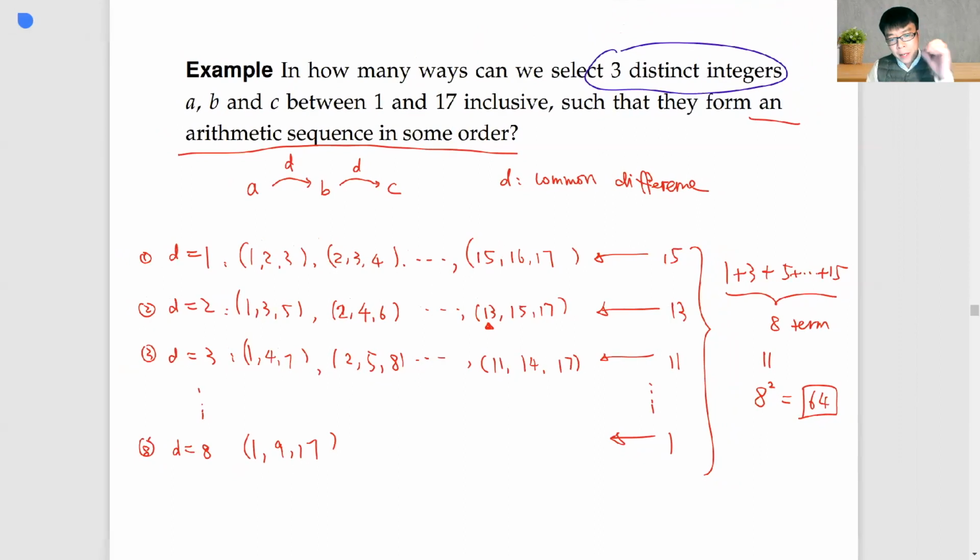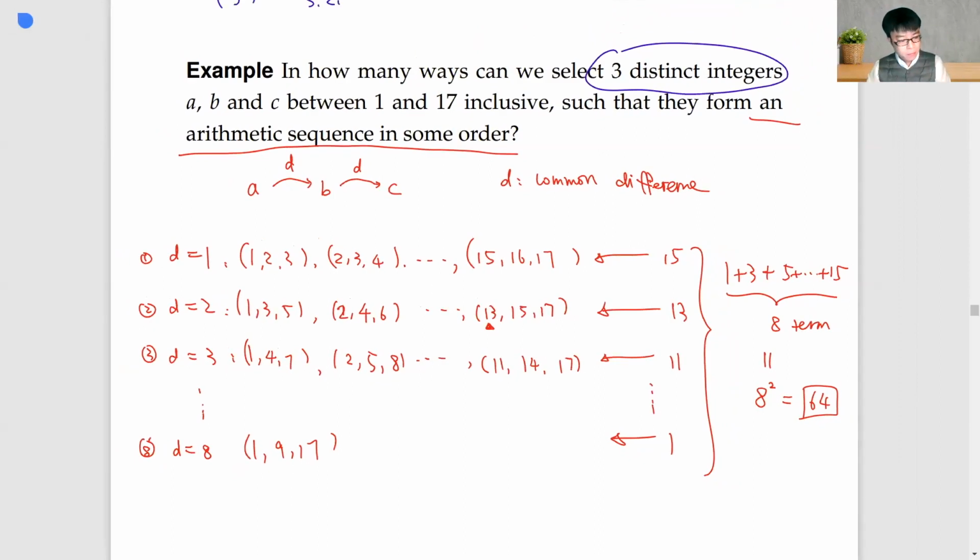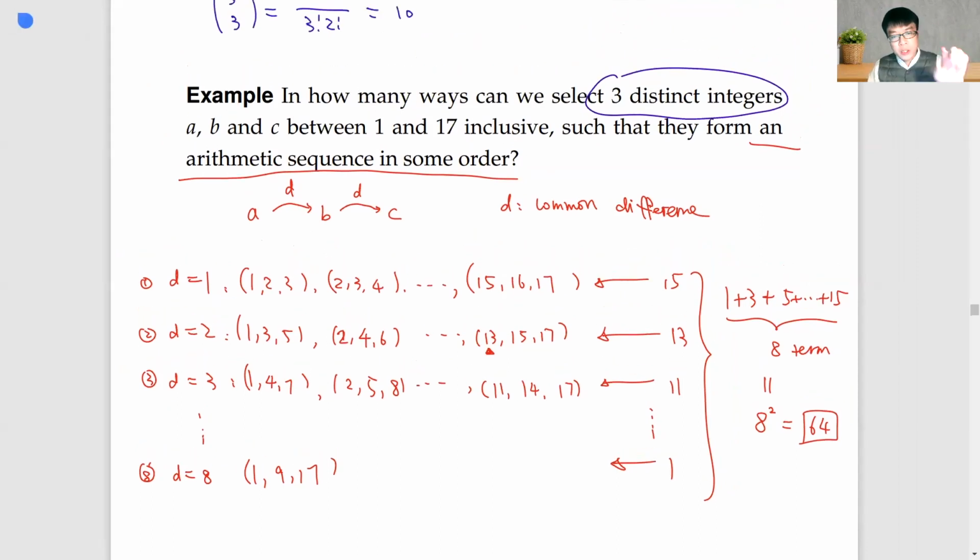So this is a method. We don't use any math techniques. We just do this discussion, do case work. However, as we learn combination, there is a very simple way. Let me introduce that to you.